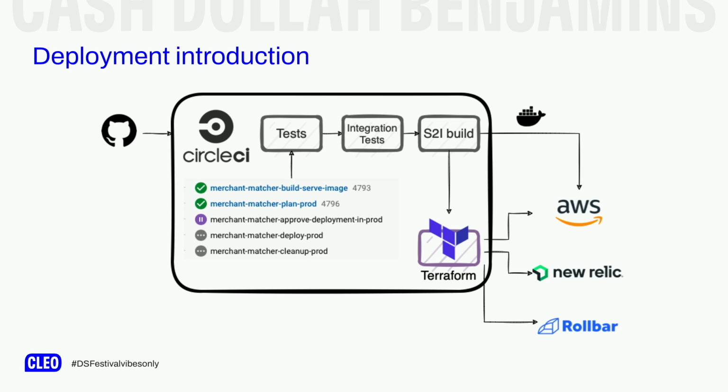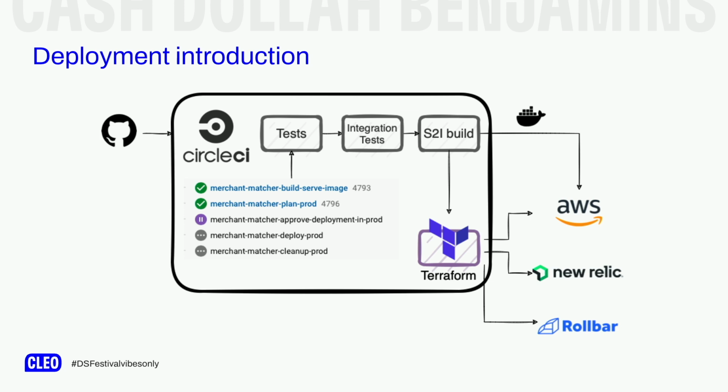Basically, every time you are pushing something, you are triggering a CircleCI pipeline here. The CircleCI pipeline is taking care of a couple of things, among which testing. Integration testing is done both on Docker and SageMaker. That is our hosting solution.